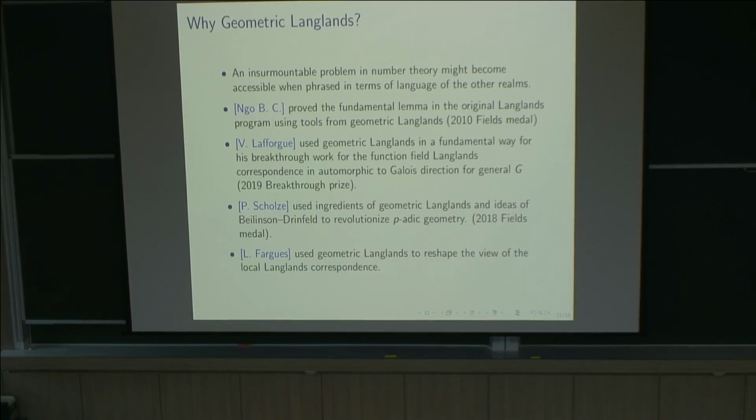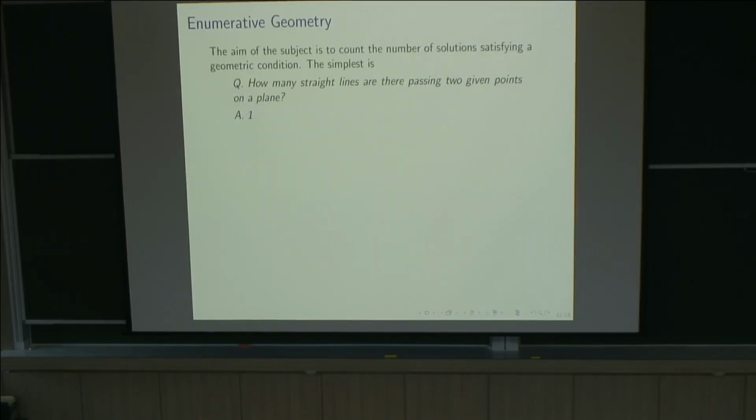Okay, so I want to switch here and start a new topic, which is about physical mathematics. If you were in my first hour, I talked about this general idea of physical mathematics, and now I want to give an example. The example I want to give starts with a purely mathematical subject called enumerative geometry. The aim of the subject is just to count the number of solutions satisfying a particular condition. So, how many straight lines are there passing through two given points on a plane? It's almost like an axiom in the Euclid sense. It's 1.